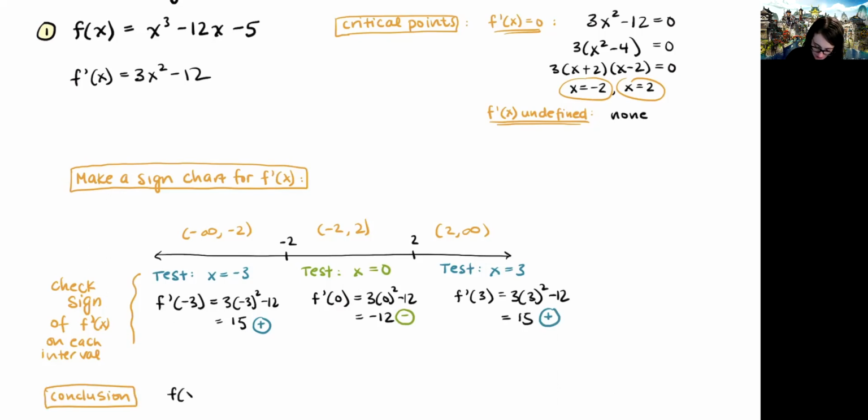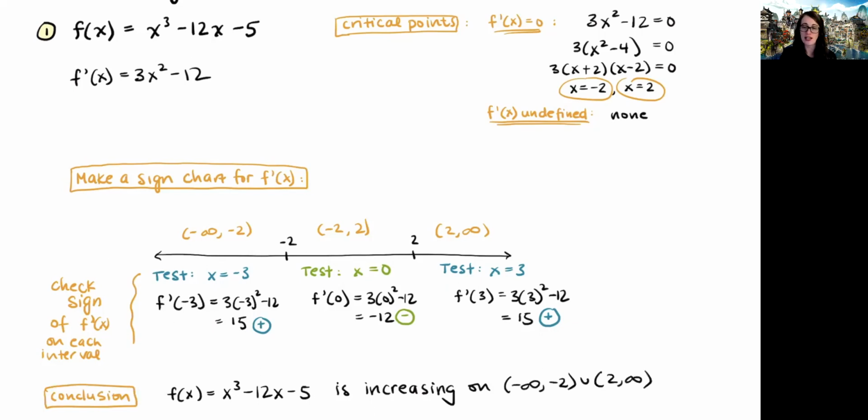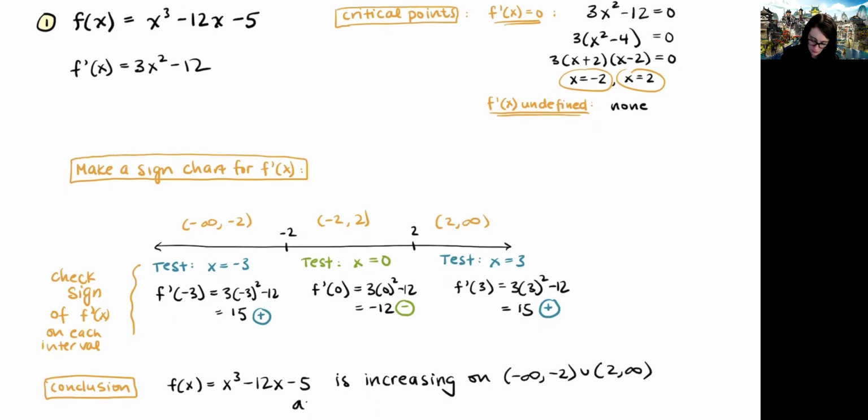So we could say f of x, the original function, x cubed minus 12x minus 5 is increasing wherever the derivative is positive. So that'll be on negative infinity to negative 2, but then also 2 to infinity. Right? We had those two intervals where the derivative ended up being positive. Then we only have one interval where the derivative is negative. So it's decreasing on that interval from negative 2 to 2. And there we go. We have found the intervals where this function is increasing and where it is decreasing.